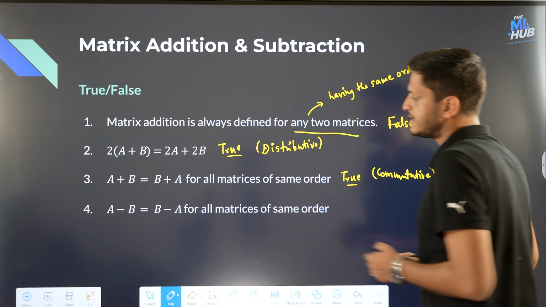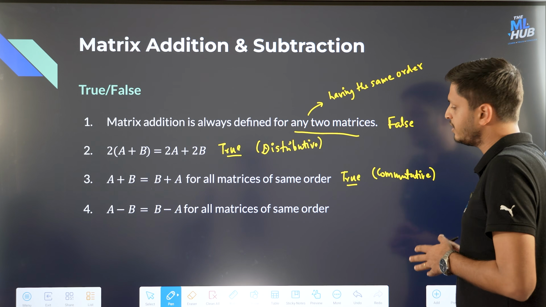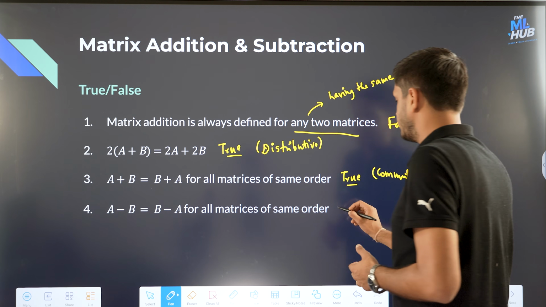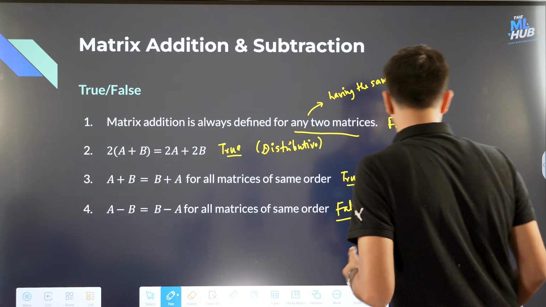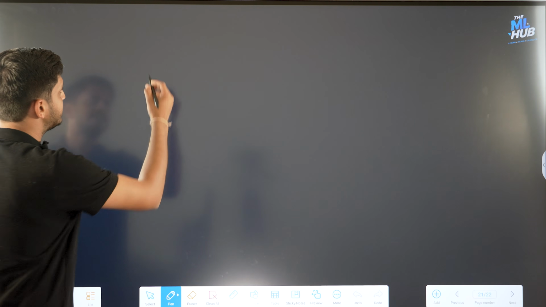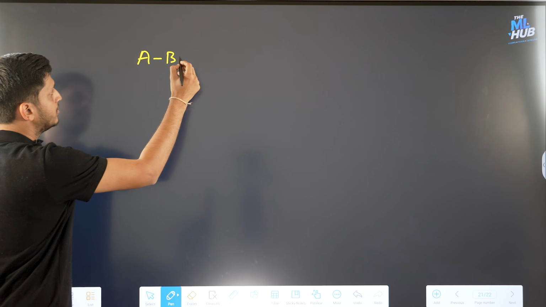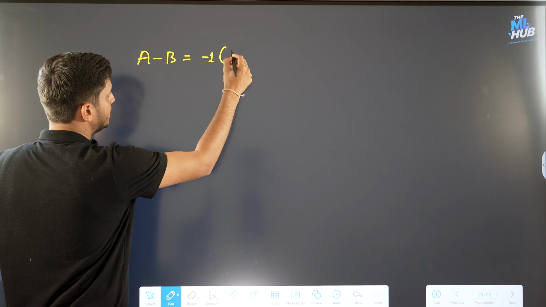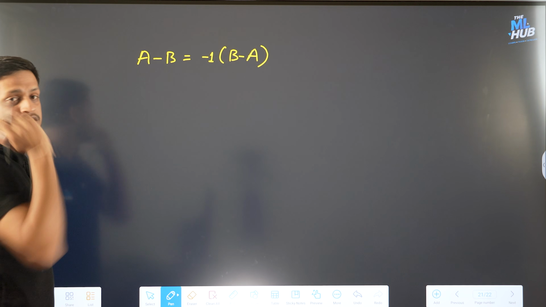Okay. Next is A minus B is equal to B minus A for all matrices of the same order. This is incorrect. We know that subtraction is not commutative. In fact, now I can write a beautiful rule. I can say that A minus B is equal to minus 1 times B minus A. Minus 1 is a scalar multiplication here.